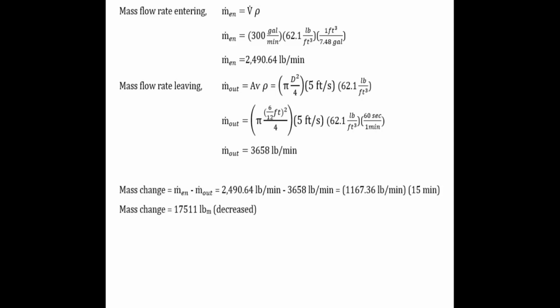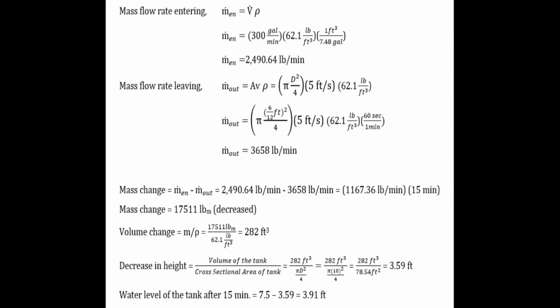Subtracting mass leaving to the mass entering, the result is negative, which means water level of the tank is decreasing after 15 mins. Using the mass of change and density we can get the volume of change, which is 282 feet cubed. So, the decrease in height of tank is 3.59 feet. Then, the water level of the tank after 15 mins is 3.91 feet.